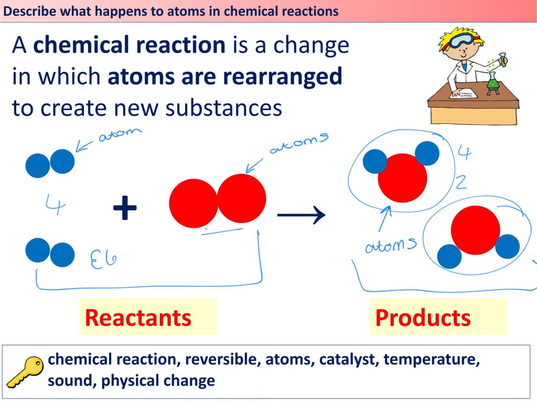You start off with elements and you end up with compounds. So that's what happens in a chemical reaction. A chemical reaction is when the atoms are rearranged to create new substances.